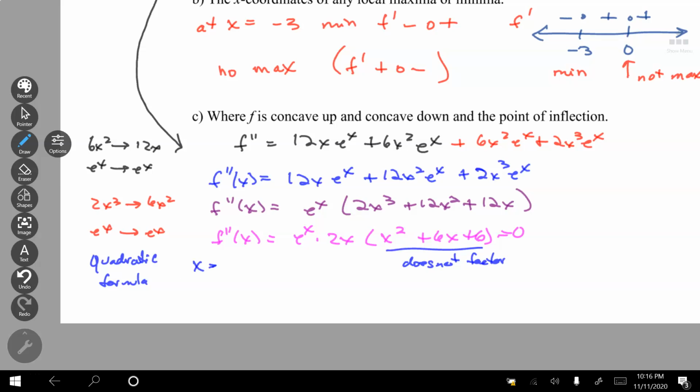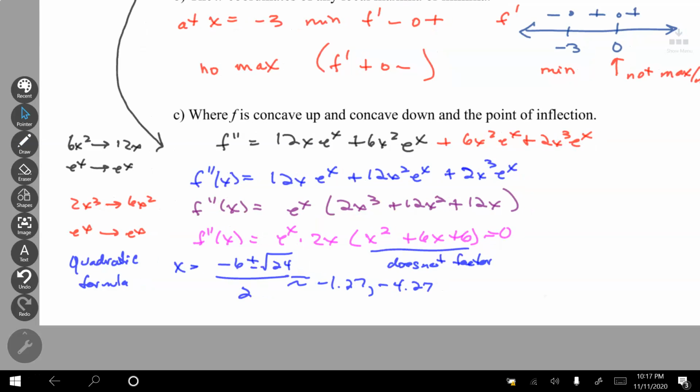And I get x equals, and I do it really quickly, and I get -6 plus or minus the square root of 24 all over 2. My two x's are going to be negative 1.27, and negative 4.27.